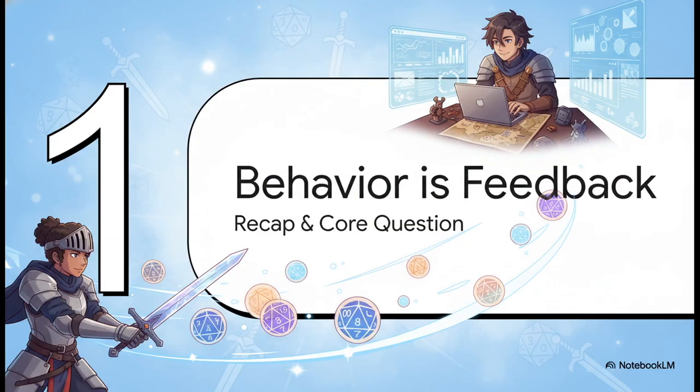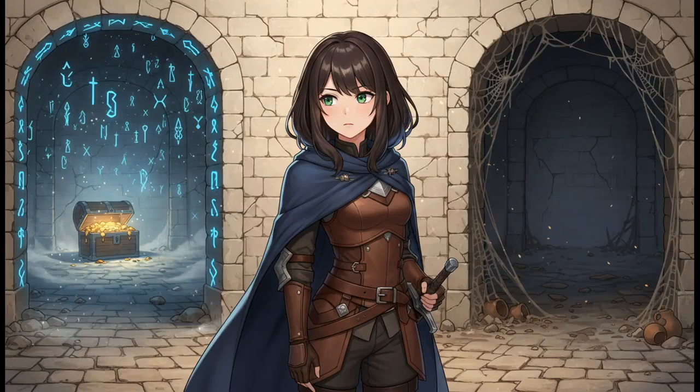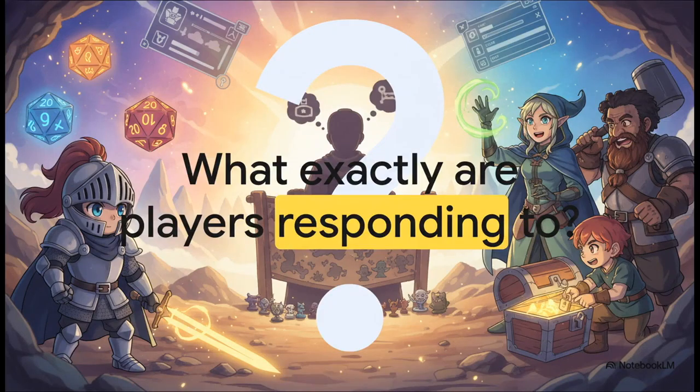The big idea here is simple, but it changes everything. Player behavior isn't chaos, it's feedback. See, from their side of the screen, your players are constantly learning how your world works. They're figuring out what matters, what doesn't, and honestly, what they can just safely ignore. Which leads us to the big question for today. What exactly are they responding to?